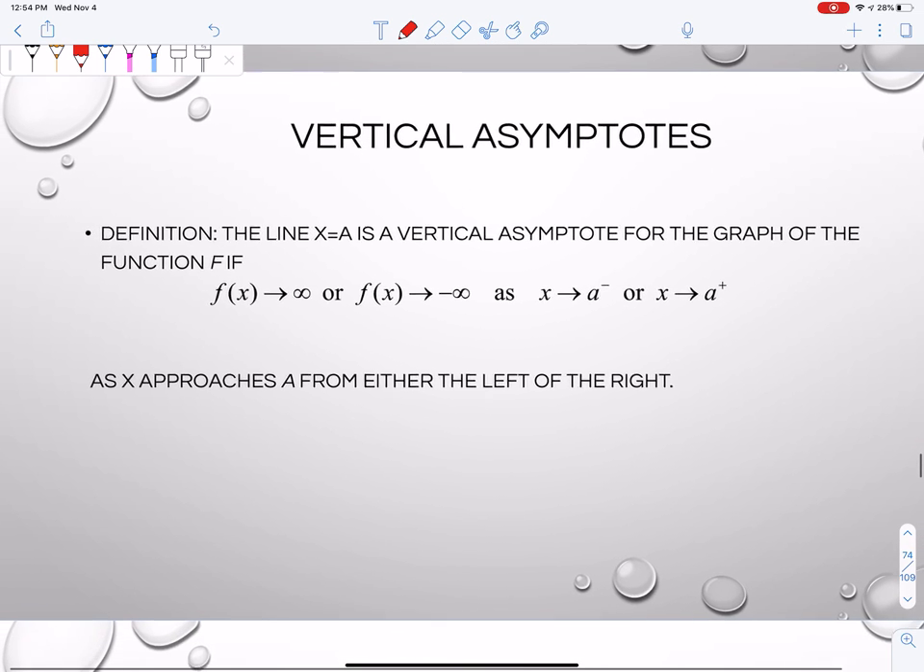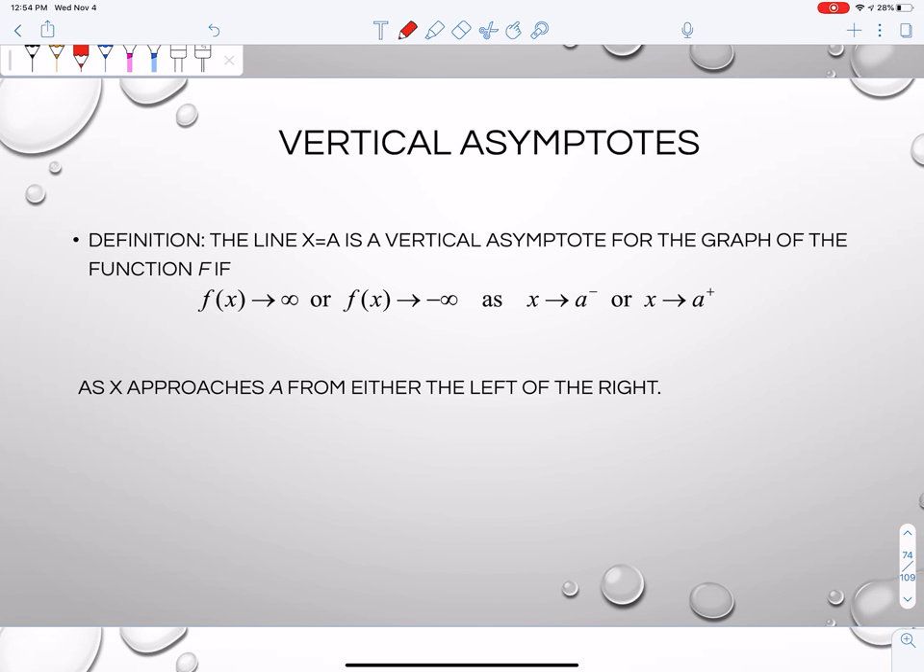So, I mentioned that we're going to have something called a vertical asymptote. So what in the world is a vertical asymptote? By definition, it's a line. x equals a is a vertical asymptote for a graph of the function if f of x approaches infinity or negative infinity as my x values approach some number, that x equals a, that vertical line, from either the left or from the right. And this little negative or plus written above the a means from the left or from the right, and this arrow means approaches. So x approaches a from the left.